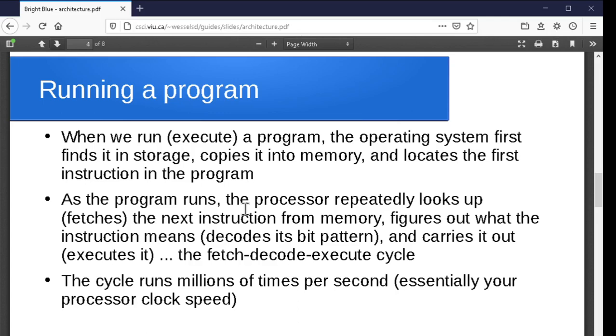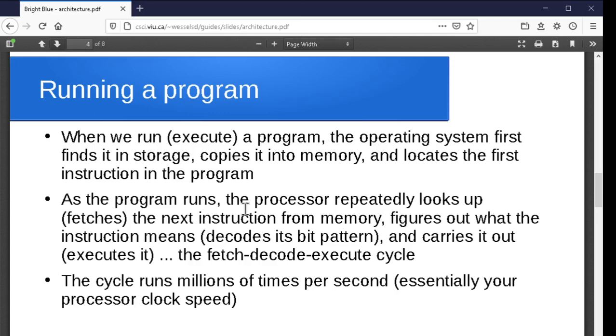So when you hear discussion of the fetch, decode, execute cycle, it's just this repetitive cycle over and over and over again. Grab the next instruction, figure out what it is, do it. And again, this is going to happen millions of times a second on a typical processor.